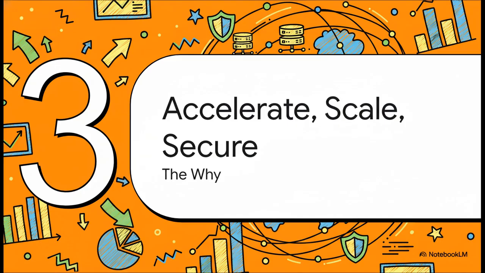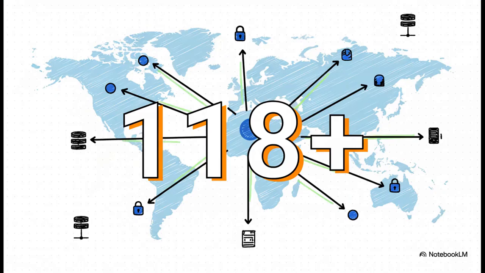Okay, so we know what it is. Now let's dig into the why. What makes this service so effective? Well, it really comes down to scale and some seriously impressive numbers. First, let's talk scale. Azure Front Door leverages over 118 edge locations. Now, these are points of presence that are strategically placed all over the globe, getting your content as close to your users as physically possible.